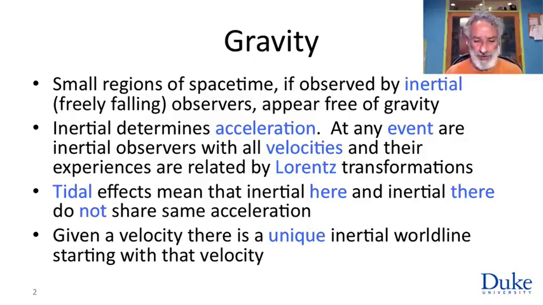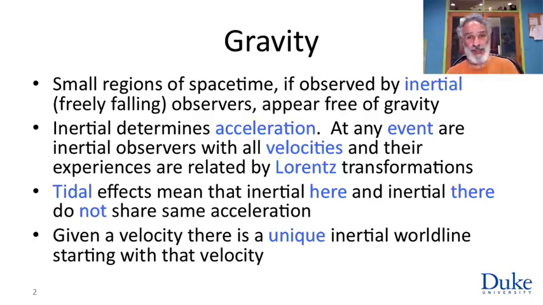Well, in small regions of space-time, if you observe, there are a collection of inertial, freely falling observers, and if they measure, then in their local region they claim that there is no gravity. These are the freely falling observers. Of course, there are many of them. They can have all different velocities, and their different experiences locally, because they have constant relative velocities relative to each other, are related by the Lorentz transformations that we know about.